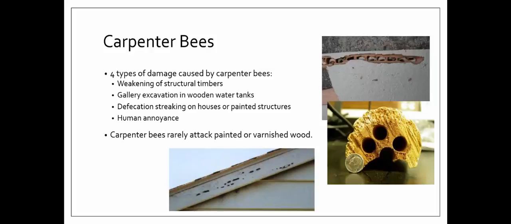Carpenter bees can cause damage in major ways. Some examples are the weakening of structural timbers, gallery excavation in wooden water tanks, defecation streaking on houses or painted structures, and simply just human annoyance. One thing to keep in mind is that carpenter bees rarely build their nests in painted or varnished wood, acting as a preventative technique.